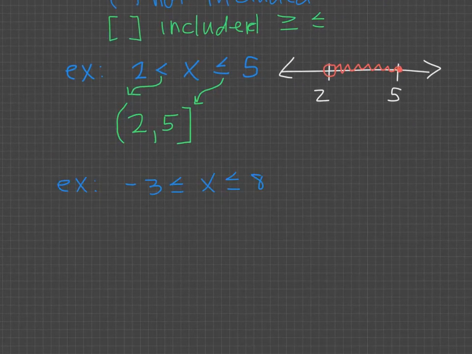So look at this one, negative 3 less than or equal to x less than or equal to 8. So for the number line, we need negative 3 and 8.